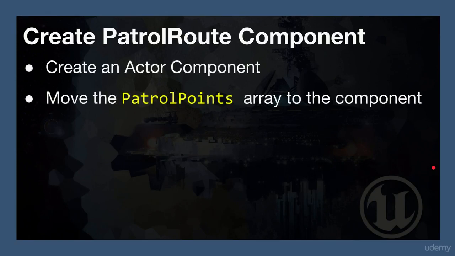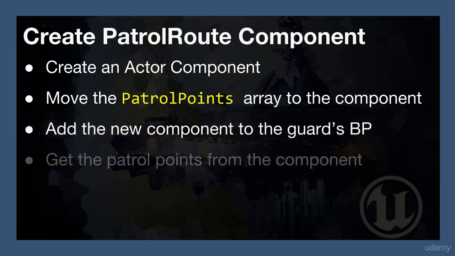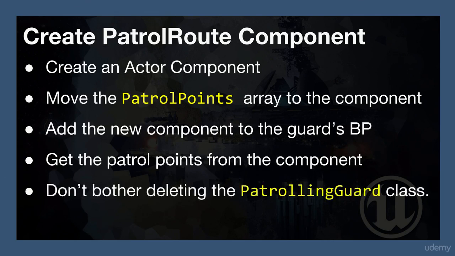Create an actor component, move the patrol points array to the component, add the new component to the guard's blueprint, get the patrol points from the component, no longer from the variable that's created on the patrolling guard. And you may want to reparent as well your blueprint of your third-person character back to the third-person character, the vanilla one. And don't bother deleting the patrolling guard class. We'll make that the subject of another video. So go ahead, pause the video and see if you can get that lot done now.